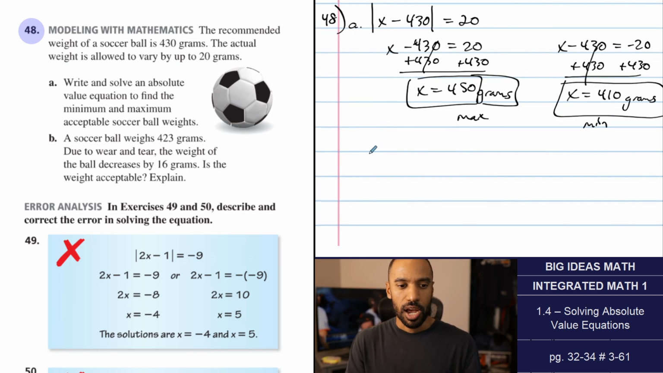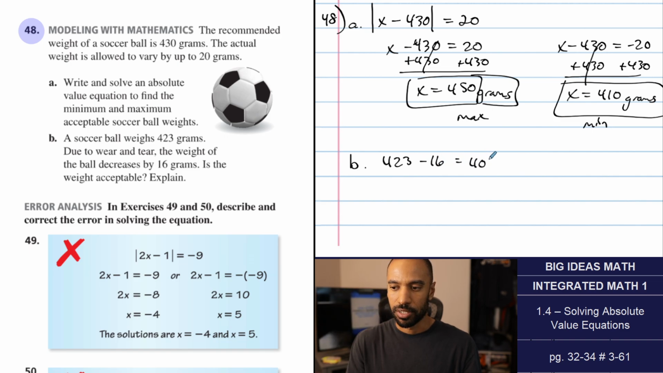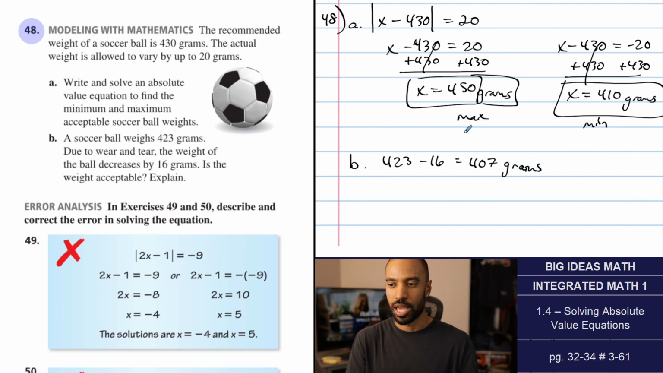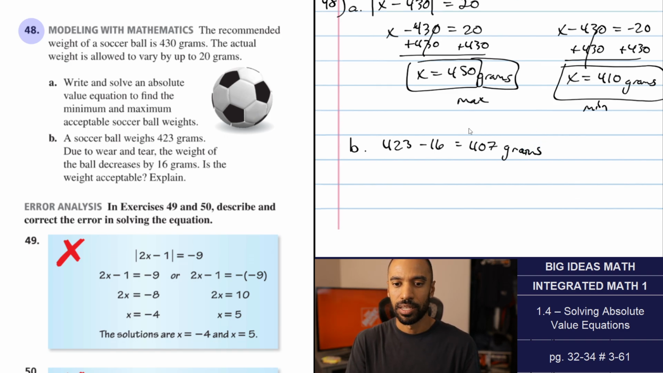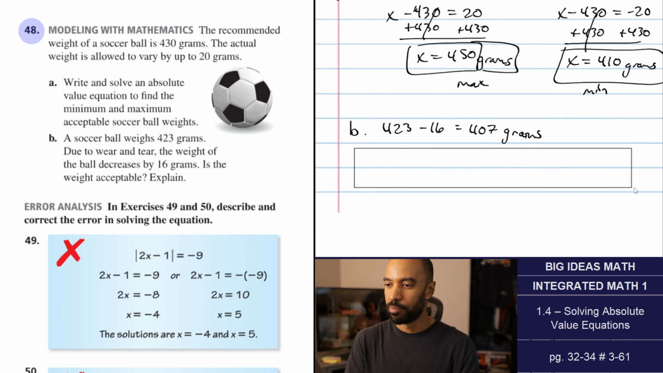Part B, a soccer ball weighs 423 grams. Due to wear and tear, the weight of the ball decreases by 16 grams. Is the weight acceptable? Explain. Well, 423 minus 16 is 407 grams. 407 grams does not fit within the 410 to 450 grams accepted weight. It's below the minimum. They have to replace it.